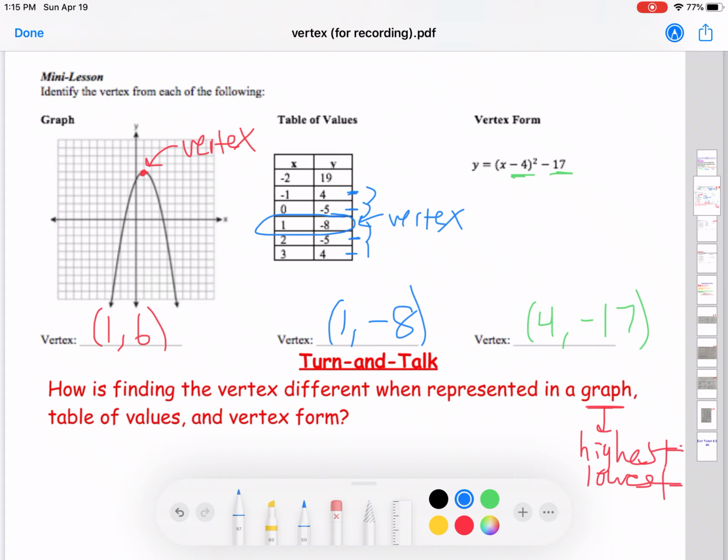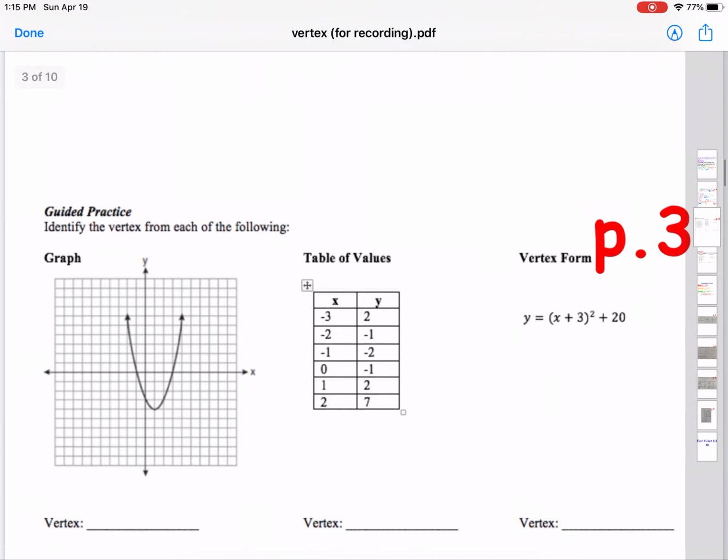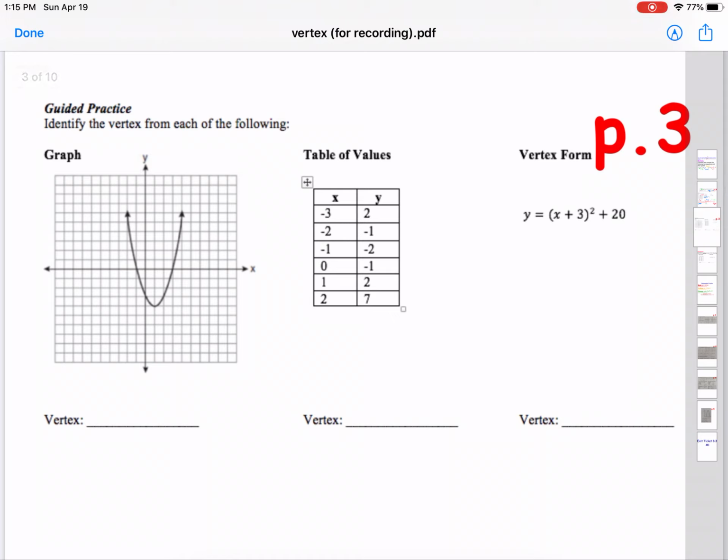If we're looking at a table of values, again, we're going to be looking for this idea of symmetry. To be symmetrical means to be the same on both sides. And I noticed in the table it was symmetrical on either side of the point 1, -8. And finally, for vertex form, we can just compare this to what's written in our notes and try to identify our h and our k. So let's go ahead and try the guided practice. Please try to pause this video and then come back to check your work.